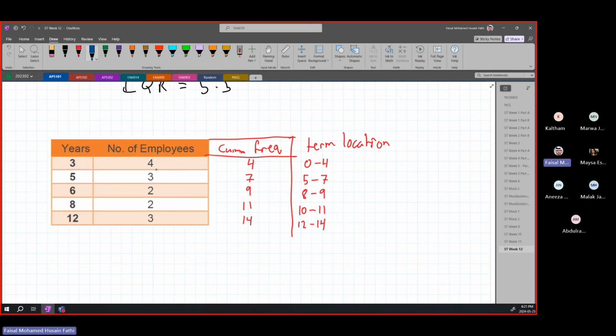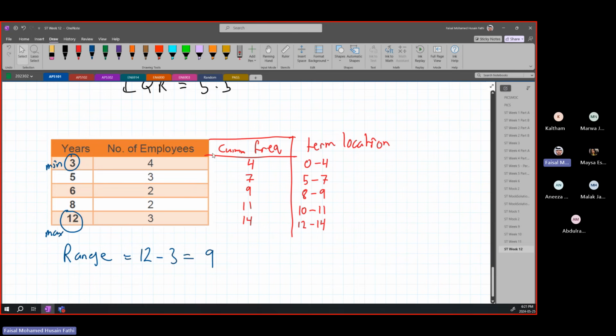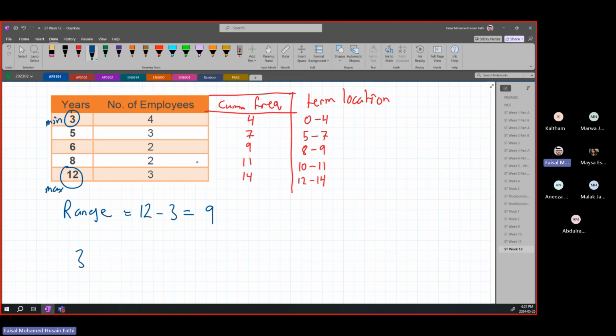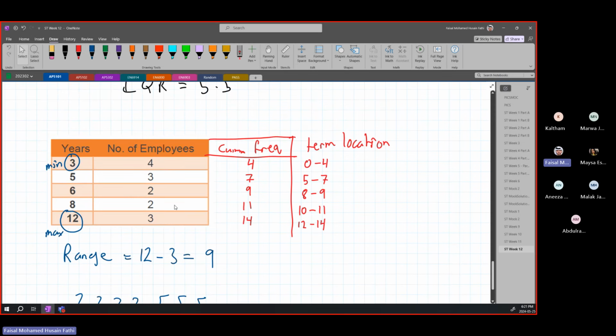What I wanted to comment on is the range. The range is simply the largest number you find here, this is your maximum, minus the smallest number you find here, which is your minimum. So the range is simply going to be 12 minus 3, which is 9. This is how you would do it for this table. You're going to find your cumulative frequency and then the term location. If you want, you can write down all the values. So 3 is 4 times, so you'd write 3, 3, 3, 3. And then you're going to write 5, 5, 5, 3 times, and so on and so forth. And you can apply that method as well. It is also going to be correct. So this is when it comes to quartiles in general.